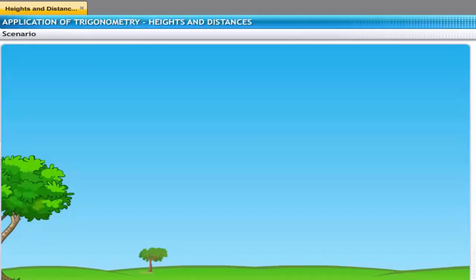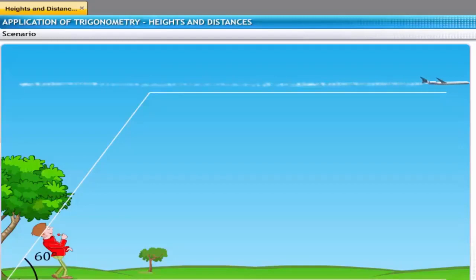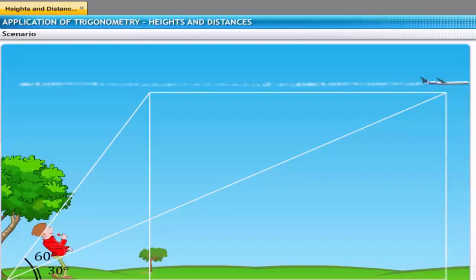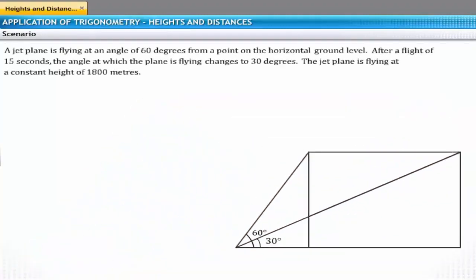Now, let's consider another example. A jet plane is flying at an angle of 60 degrees from a point on ground level, which is the horizontal line. After a flight of 15 seconds, the angle at which the plane is flying changes to 30 degrees. The jet plane is flying at a constant height of 1,800 meters. Given this information, can we find the speed of the jet plane?